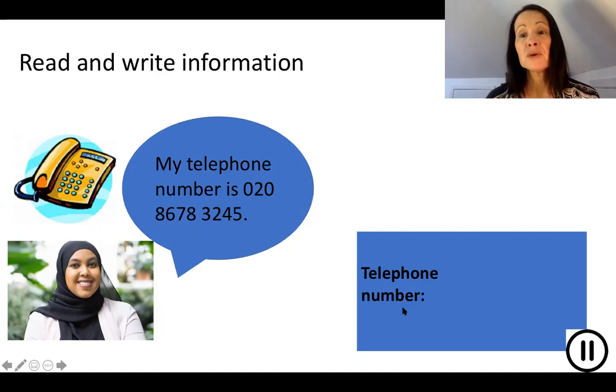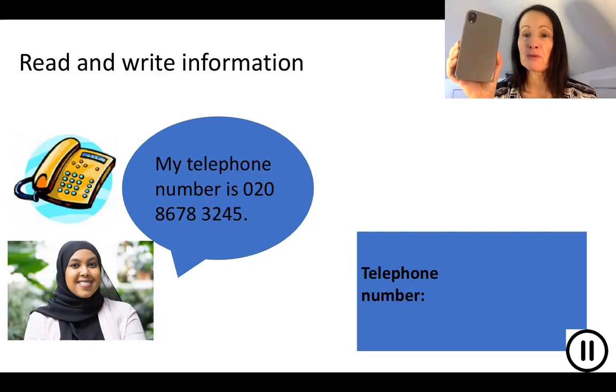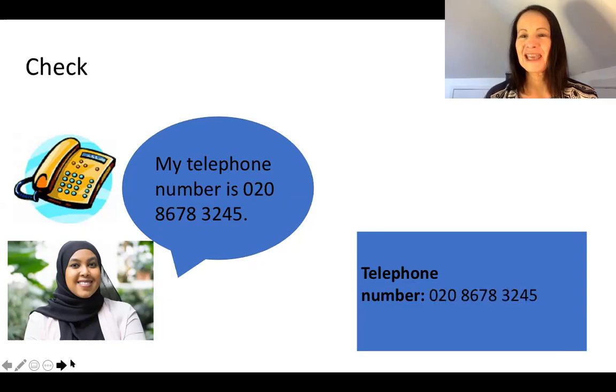It might be that you don't have a home phone number, but you have a mobile phone number. You might have a mobile phone number that you can put down instead. That's fine. So pause the video now and write down your answer. And let's check. You should have written for her telephone number 020-8678-3245.